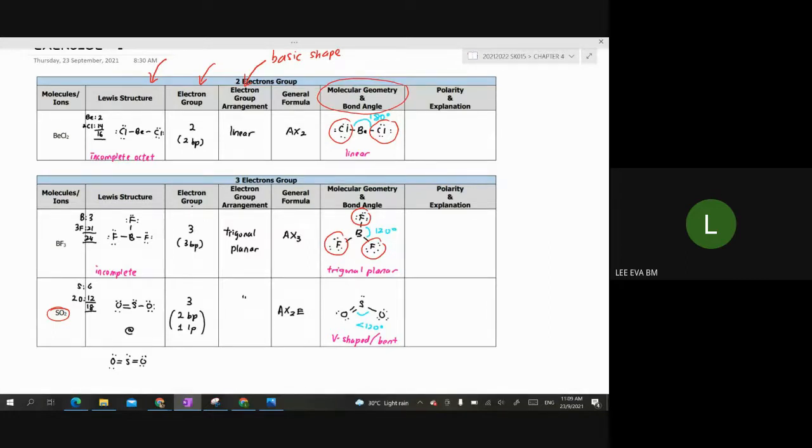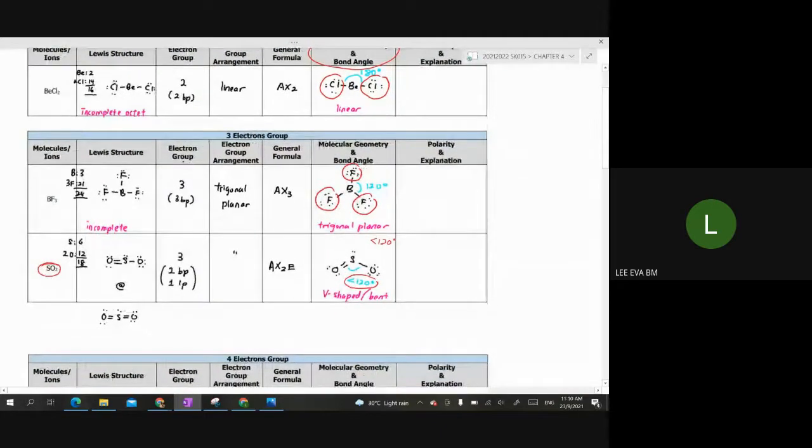Bond angle terus catat atas structure boleh, awak nak tulis tepi pun boleh. Tak nak label dekat sini. Contoh, dekat sini less than 120, you want to write beside it, no problem, can also. Just to make sure you are clear where the bond angle is. It should be between two bonding pairs.